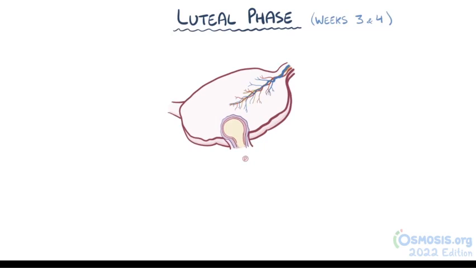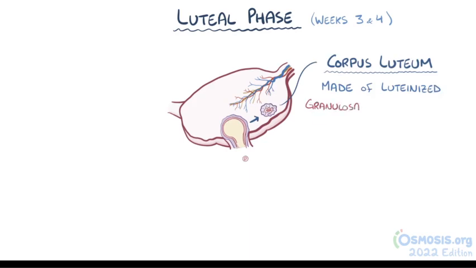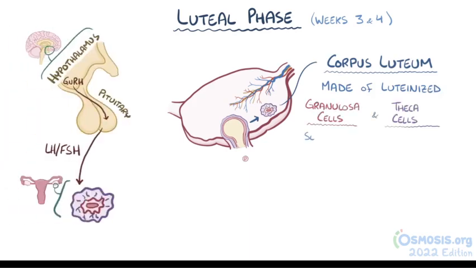The luteal phase makes up the second half of the menstrual cycle, week 3 and week 4 of the 4-week cycle. Right after ovulation, while the LH levels are still high, the remains of the follicle turn into the corpus luteum, which is made up of luteinized granulosa and theca cells. Luteinized granulosa cells secrete inhibin, which inhibits the pituitary gland from making FSH. Without FSH, estrogen levels fall, and the amount of LH goes back to the level before ovulation.